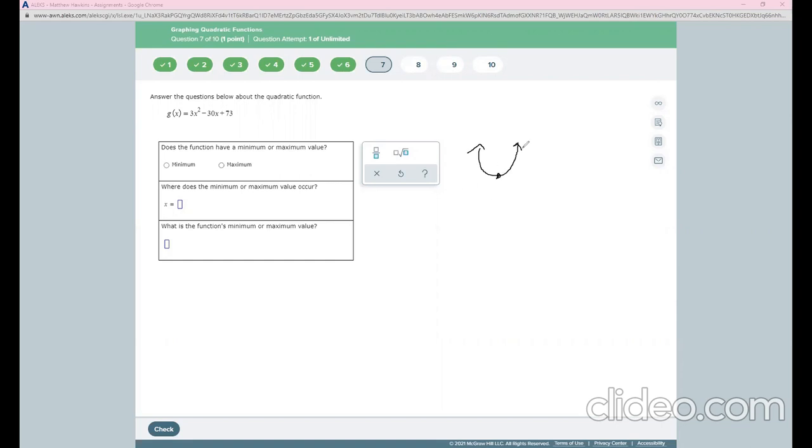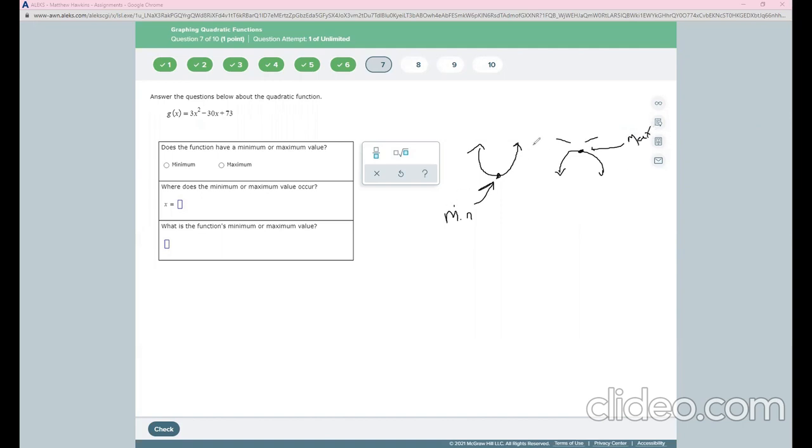So if you have a smiley face, positive graph, that means A is a positive number. You're going to have a smiley face. This one has a minimum. The vertex is the minimum. Now, if we have a sad face, a negative parabola, like this, make it a sad face. That means that the vertex, which is right here, is the highest part of the graph. That makes it a maximum.